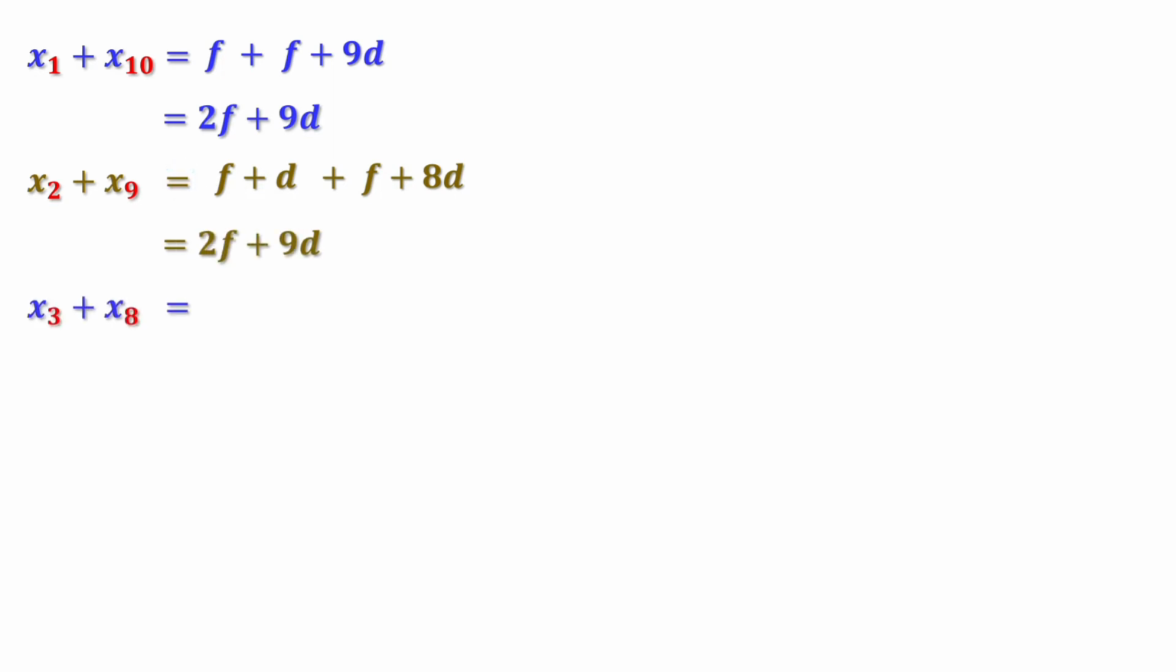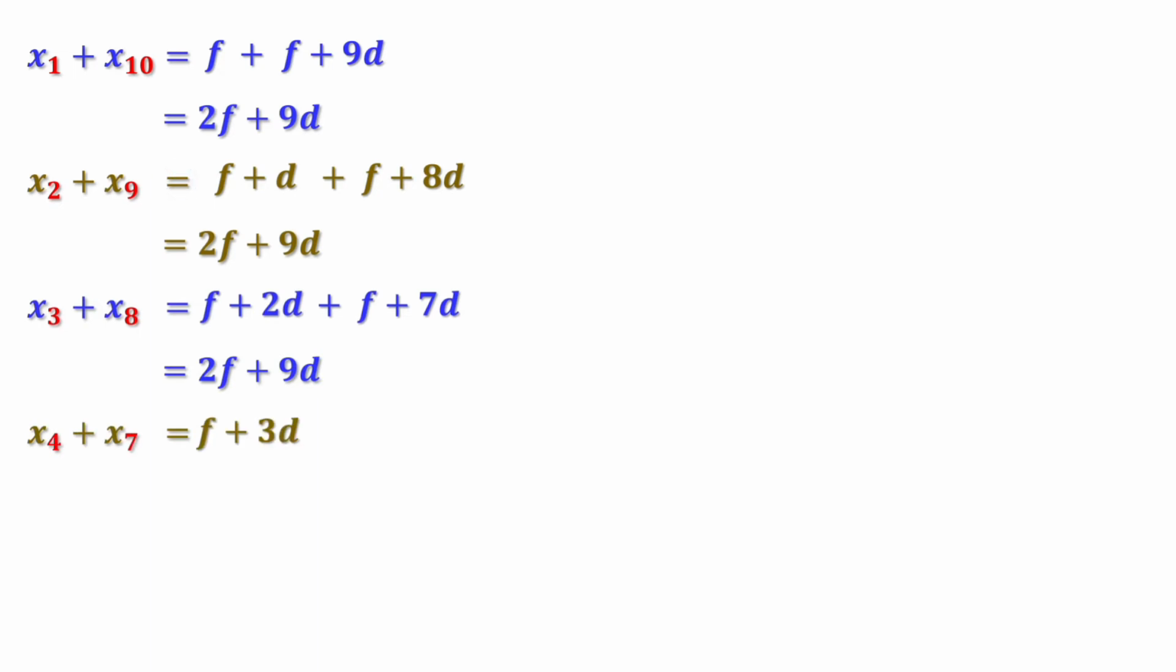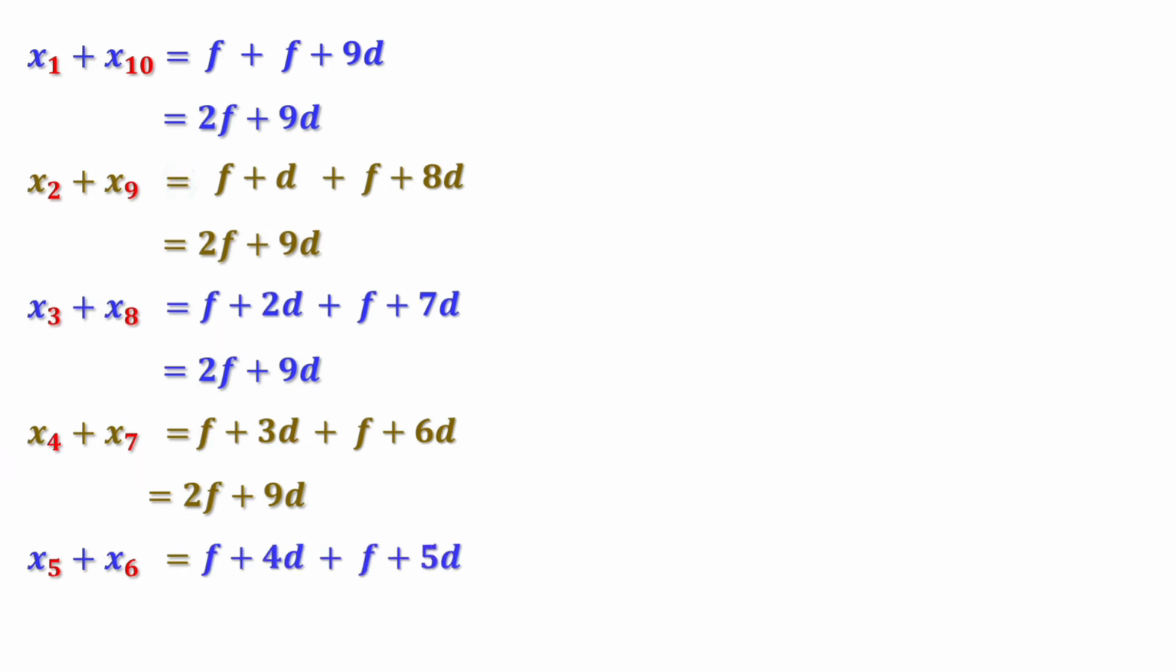Now third term plus 8th term. Third term is f plus 2d and 8th term is f plus 7d. Adding together we get 2f plus 9d again. Fourth term plus 7th term. Fourth term is f plus 3d and 7th term is f plus 6d. Adding together we get 2f plus 9d again. Now fifth term plus sixth term. Fifth term is f plus 4d and sixth term is f plus 5d. Adding together we get 2f plus 9d again.